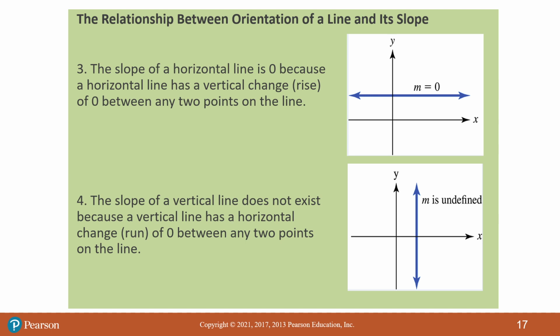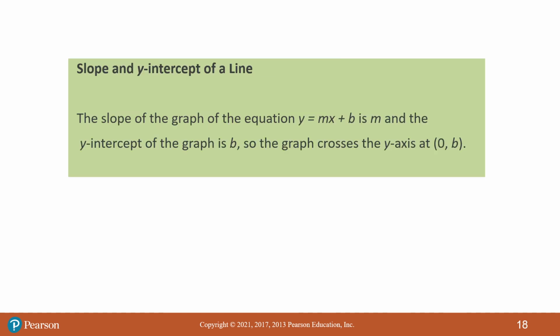The slope of a horizontal line is 0, just like what I went over earlier. Slope of a horizontal line is 0 because a horizontal line has a vertical change, which is a rise of 0 between any 2 points on the line. So horizontal slope, 0. Remember, M represents your slope. Horizontal slope is 0. Vertical slope is undefined. The slope of a vertical line does not exist because a vertical line has a horizontal change or run of 0 between any 2 points on the line.